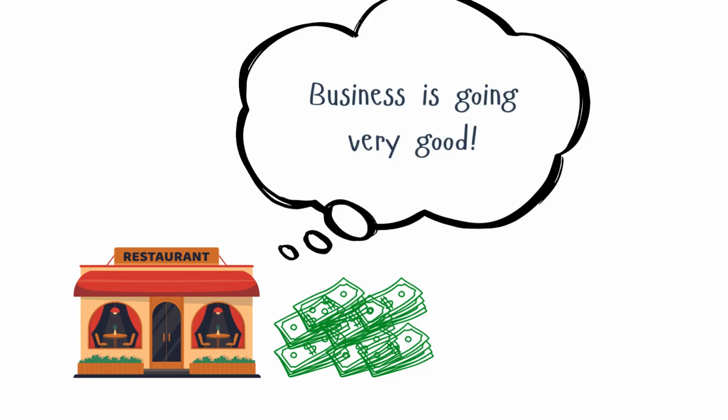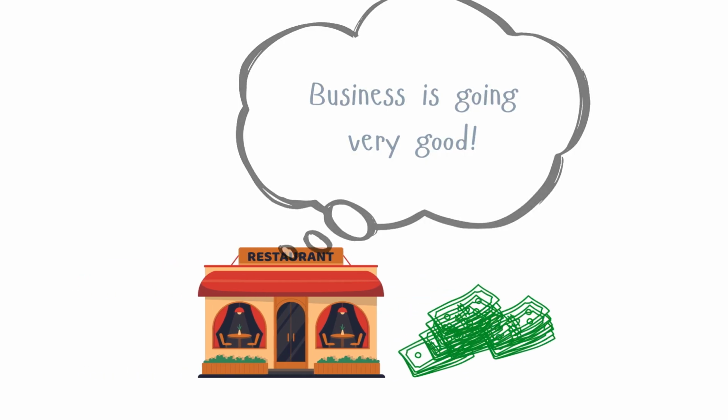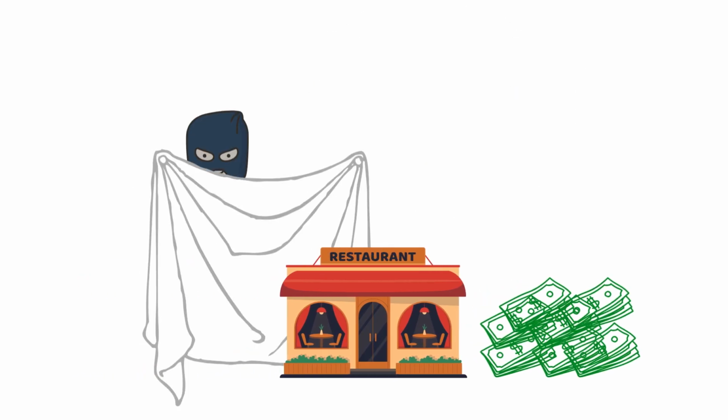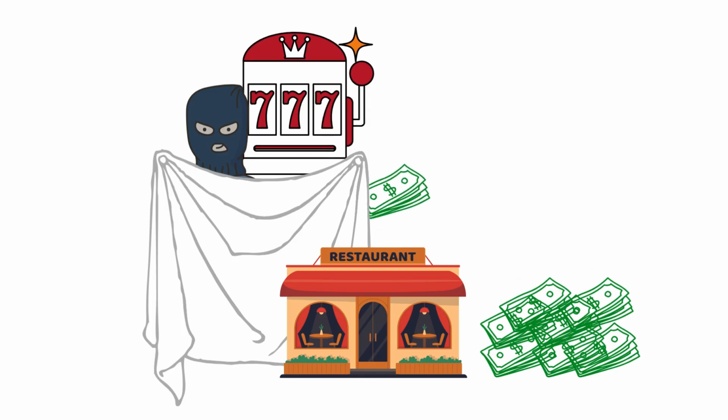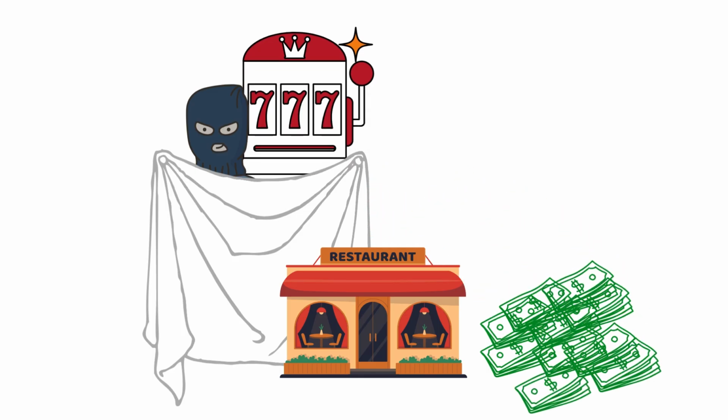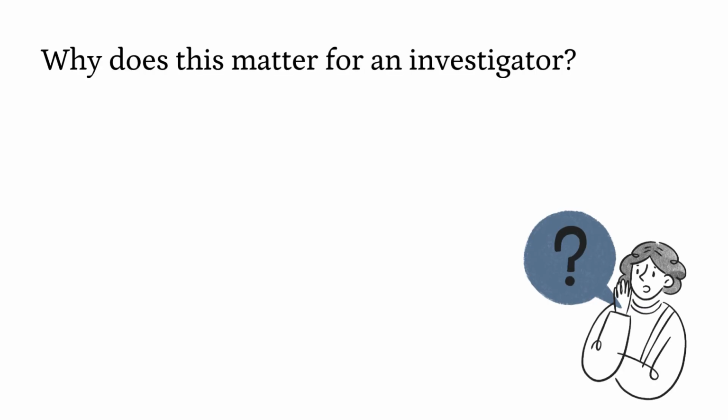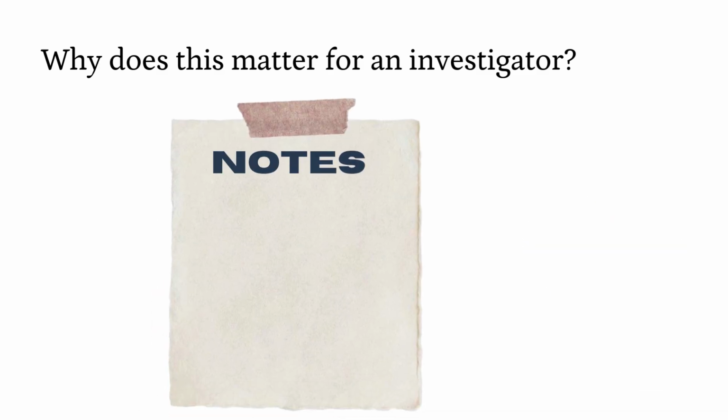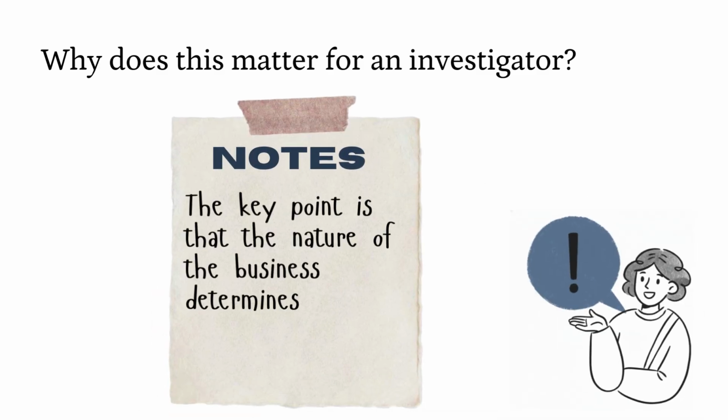On the surface, it's successful, but behind the scenes, part of its deposits come from unreported gambling cash. By inflating sales, the owner quietly places dirty money into the banking system. It looks harmless, but it's a textbook example of how criminals exploit cash-intensive industries. The key point: the nature of the business determines how vulnerable it is to abuse. The more cash, high-value goods, or unregulated activity involved, the higher the risk.